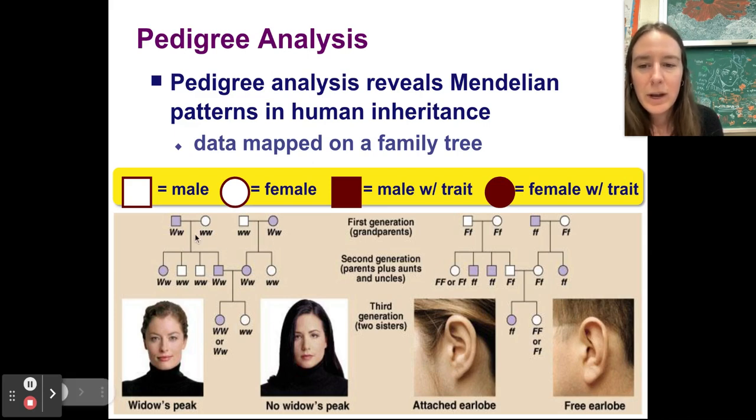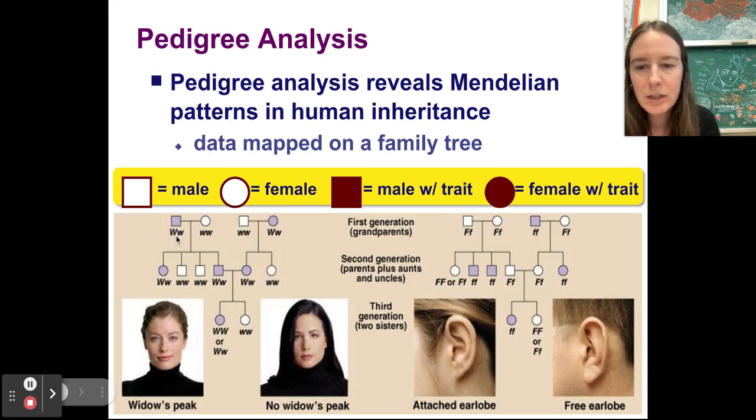Now, when you look at a pedigree, if you have a piece that is blank, not filled in, that means it does not have the trait. So let's say you're looking at, for example, the trait of widow's peak. Widow's peak is here, and no widow's peak is here. Okay, so this person has the trait.